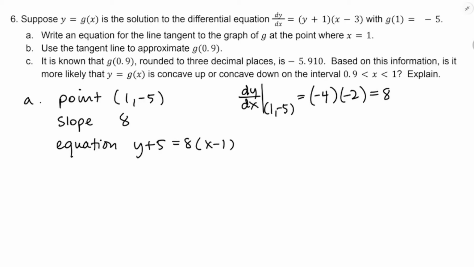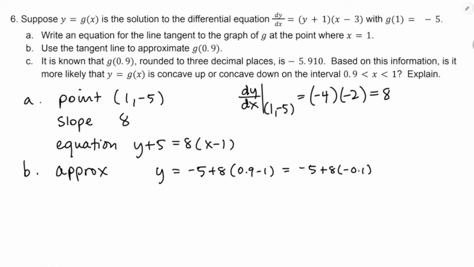Okay, and then we're going to use the tangent line to approximate g of 0.9. So, y equals -5 plus 8 times 0.9 minus 1, which would be -5 plus 8 times -0.1. So -5 minus 0.8 is -5.8. All right, just like that.